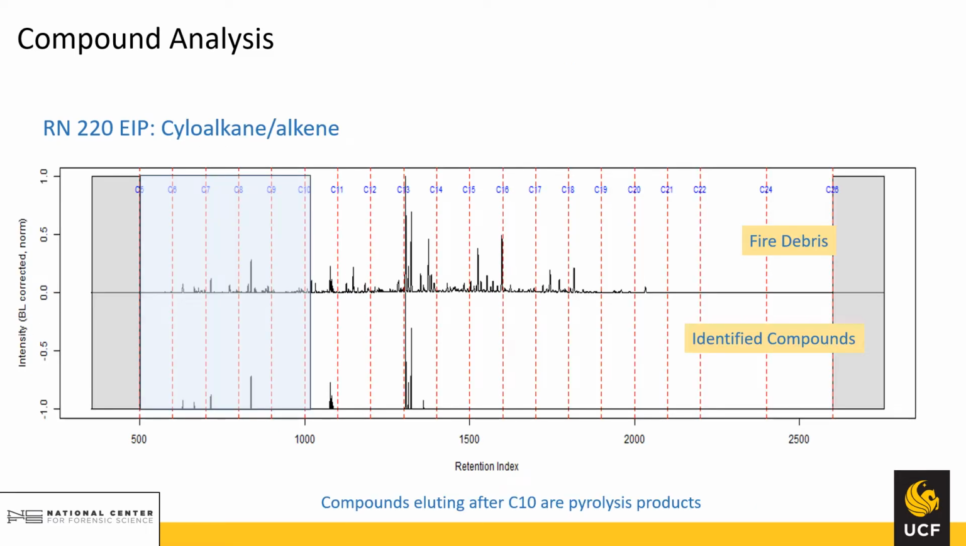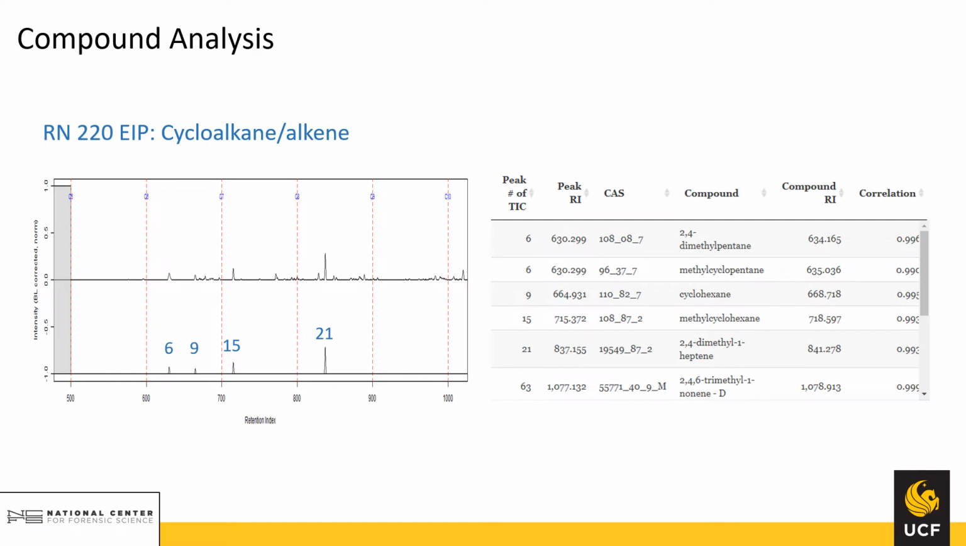Here is the plot of cycloalkanes and alkenes with identified compounds plotted below. Based on the pattern and compound identifications, I found an area of interest between C5 and around C10. Here is the zoomed area of interest with compounds of that area identified. Most of the compounds identified are branched or cyclic alkanes.